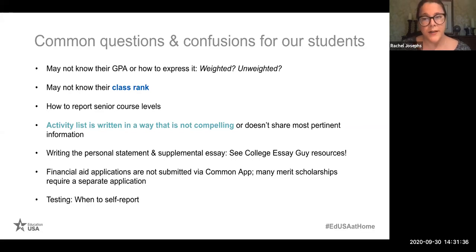Something else that's confusing is that applying to the university is not the same thing as applying to financial aid. Those are two separate processes. And so filling out the Common Application will not be the same thing as applying for need-based financial aid and sometimes merit scholarships. So it's very, very important that the student check the university's website to see what the financial aid or scholarship application process is. And then testing can be confusing as well, as when to report.